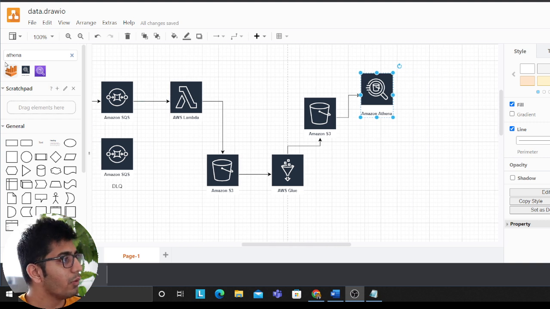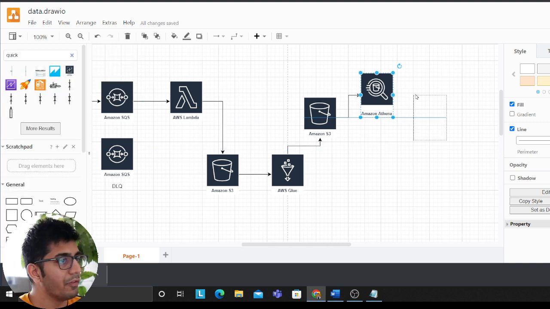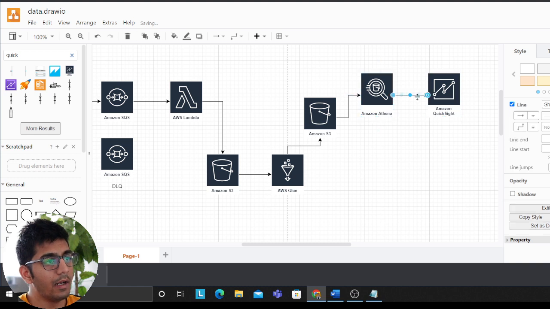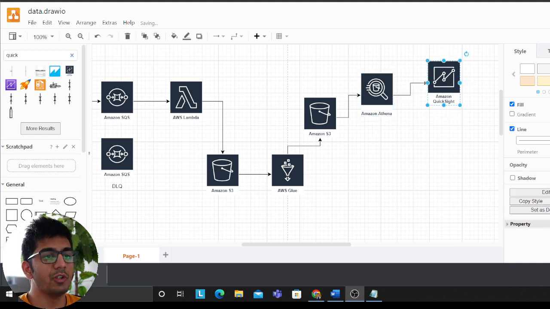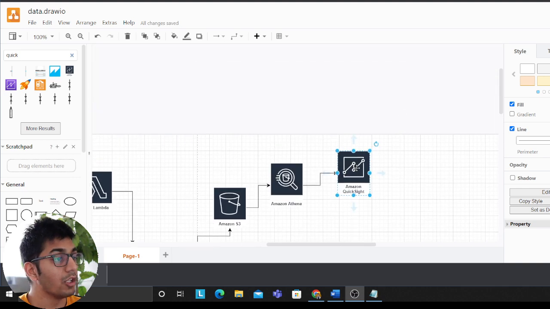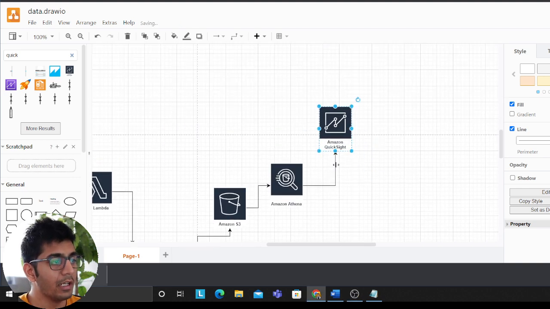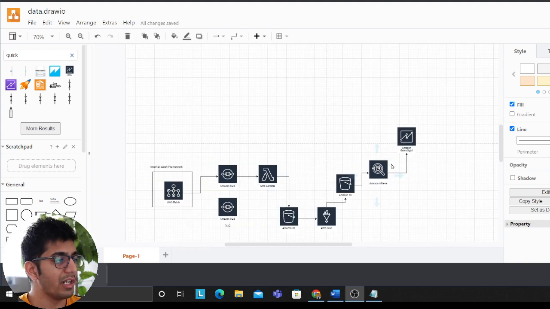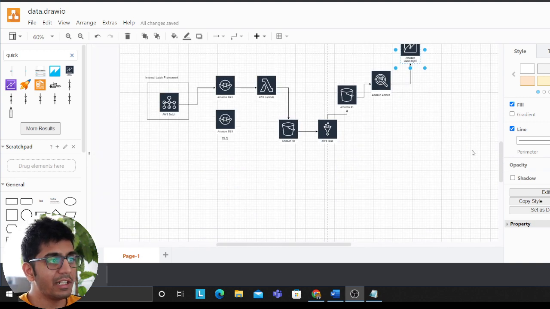And after that, in order to build dashboards, we leveraged AWS QuickSight. So we built dashboards on top of Athena. We connected QuickSight with Athena, and we built beautiful data visualizations and provided the insights. So this is the entire project, right?